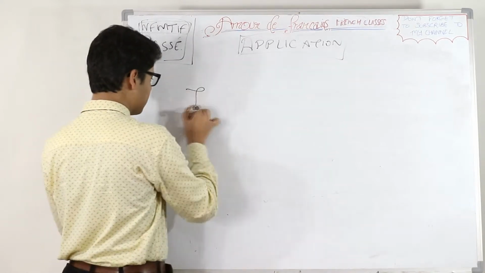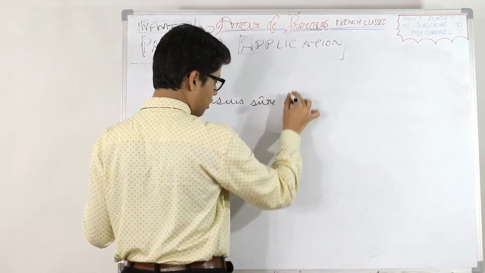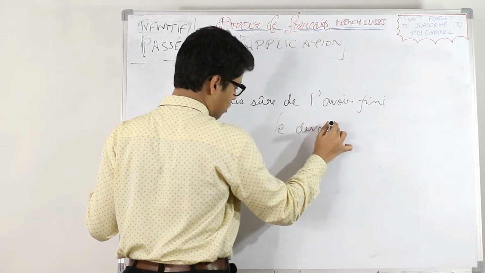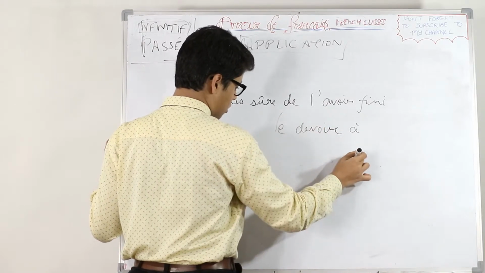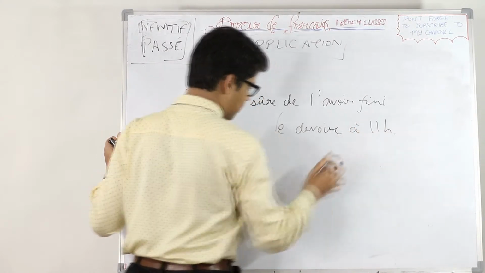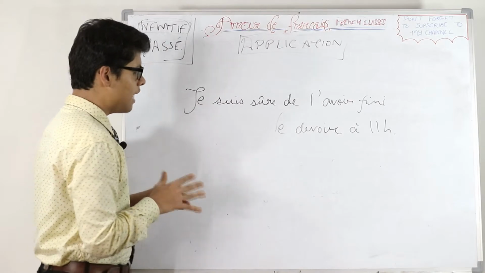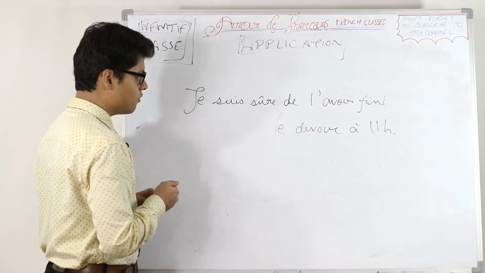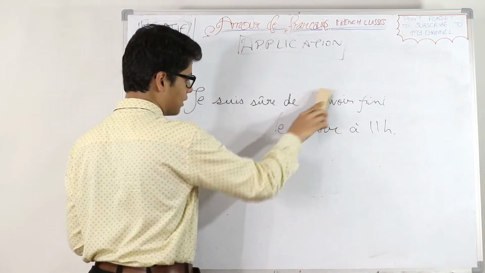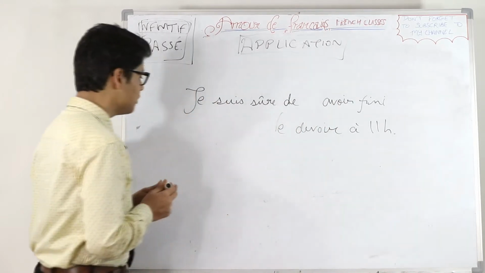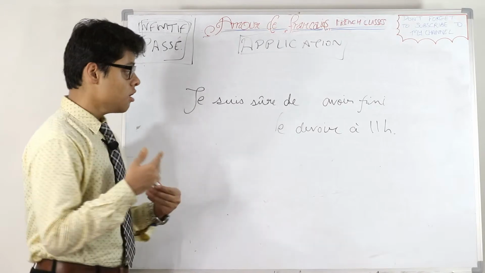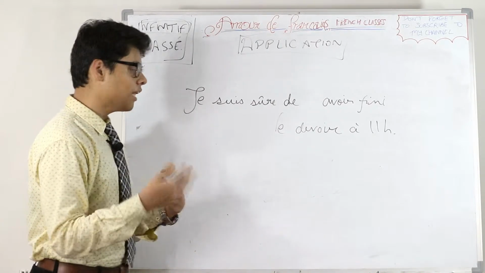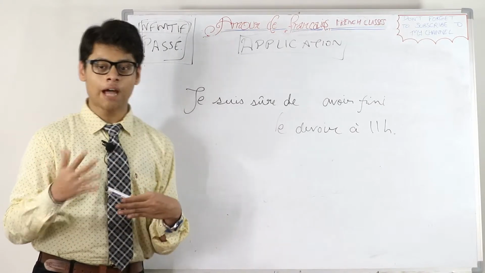Let's make one more sentence. Je suis sûr de l'avoir fini le devoir à 11 heures. I am sure that I will finish my homework by 11 o'clock. Wait a minute. L'avoir isn't required, it's the pronoun for le devoir, so it's not required. So je suis sûr, I am sure that I'm going to finish my homework by 11 o'clock. Again, this hasn't actually happened. I haven't finished my homework yet, but I am predicting something and I am sure that I'm going to finish it by 11 o'clock.